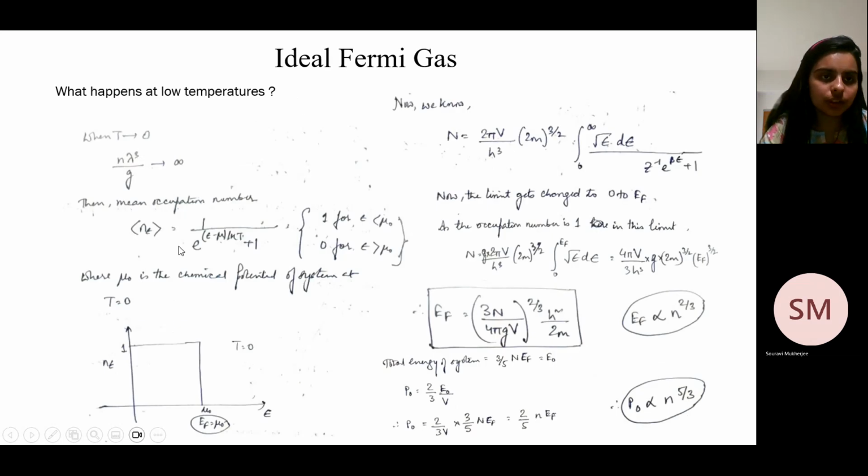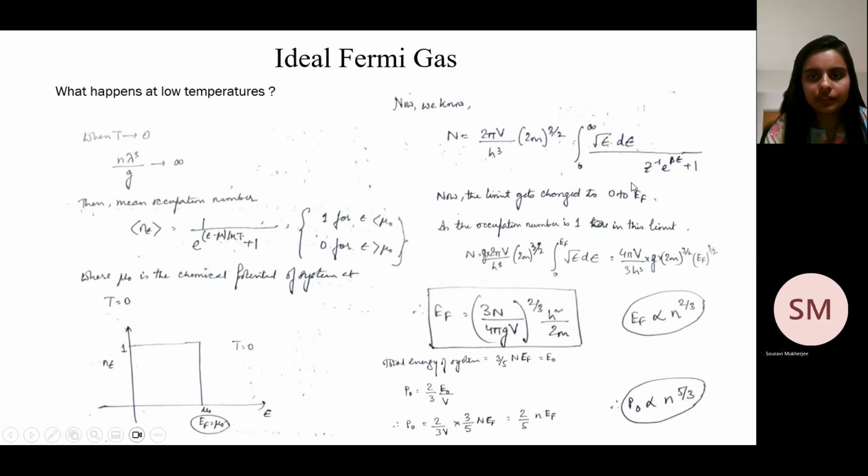While on the other end, if you are at the low temperature limit, the n lambda cubed over g term goes towards infinity, and there you see that this is how the mean occupation number looks. It's 1 when the energy is smaller than mu naught, and it's 0 for epsilon greater than mu naught, where mu naught is the chemical potential at T equal to 0. This sets a limit to the energy value beyond which your occupation number goes to 0.